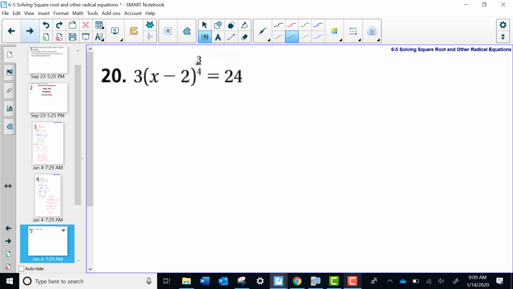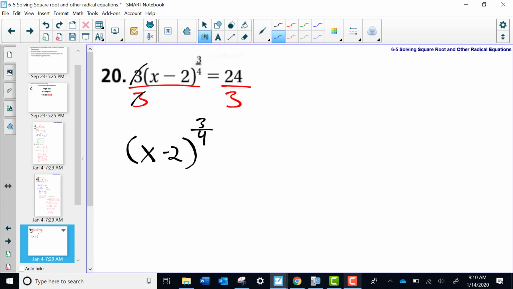We must isolate the factor or term that has the rational exponent. This is what I mean when I say rational exponent. We have to isolate this factor first. This factor must be isolated first before we could get rid of that exponent. Brianna? Divide by 3. Divide both sides by 3. X minus 2 raised to the 3/4 power equals 8.